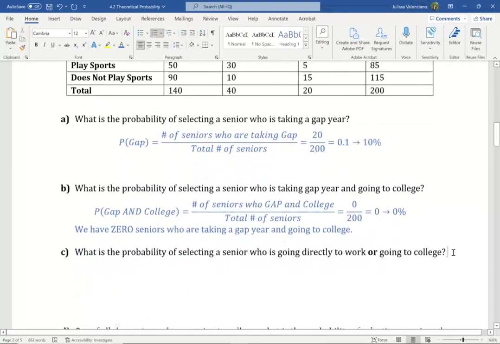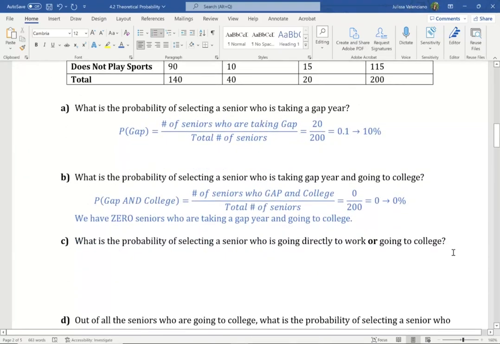Now let's look at part C. What is the probability of selecting a senior who's going directly to work or going to college? Here we're saying we want to select a senior who's either going to work or a senior who's going to college. Here, we're not saying we want a senior who's in both categories. Okay? So that is the difference between and or. Above, the word and represented that we wanted a senior to be in both categories. Here below, the word or represents that we're okay with selecting a senior in either one of the categories.